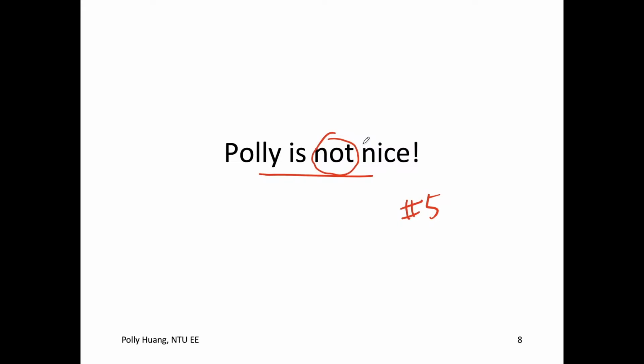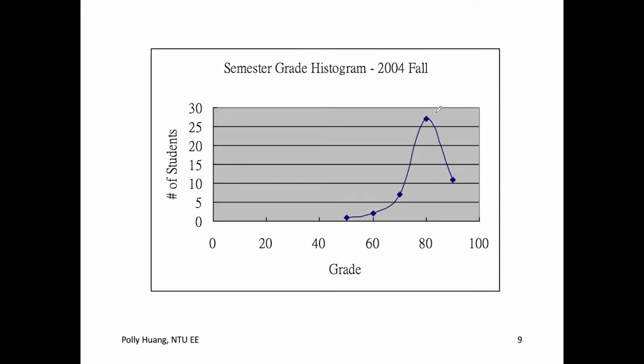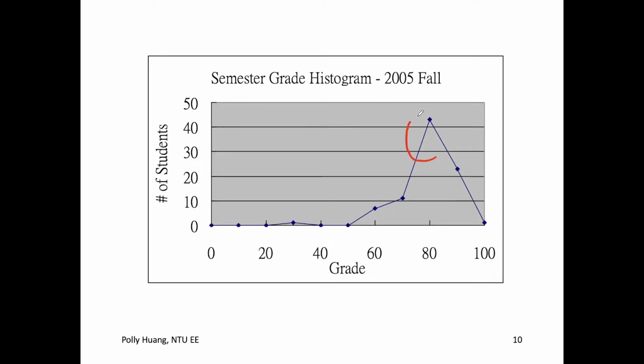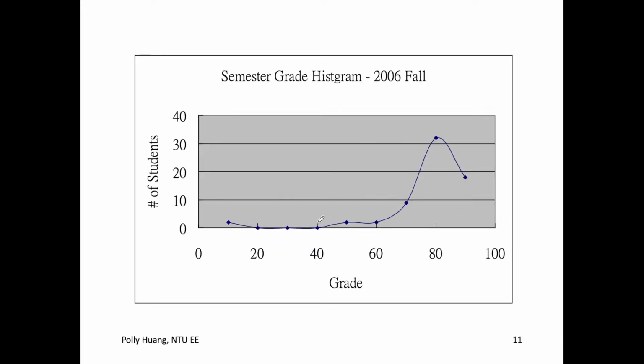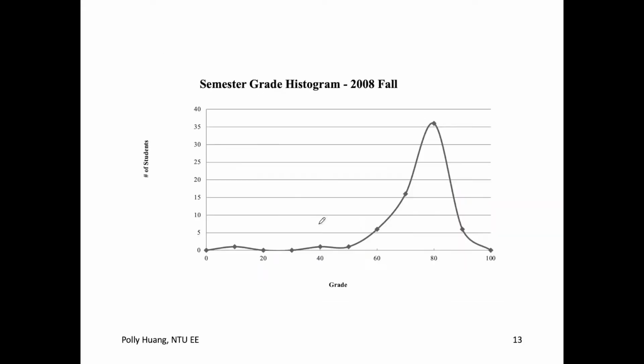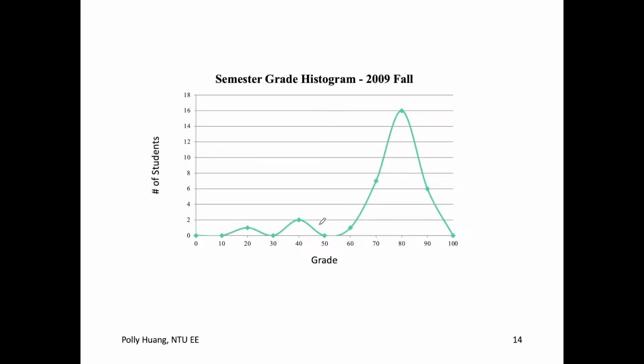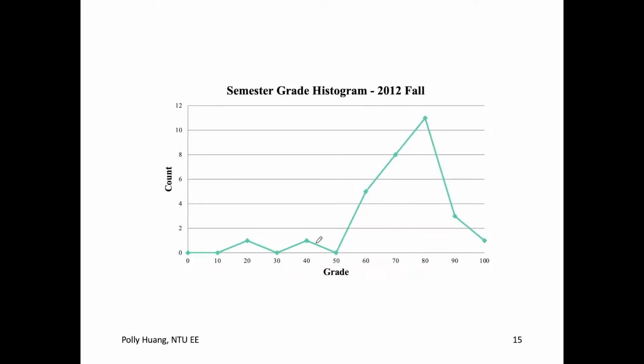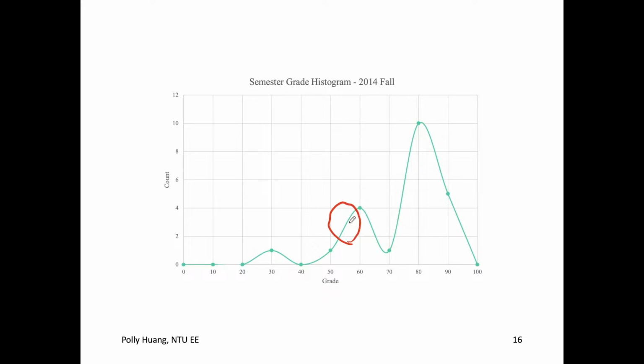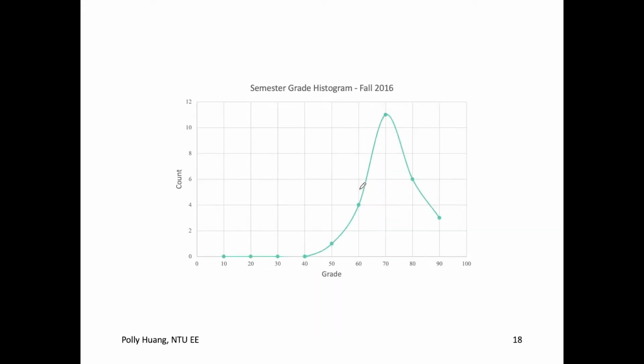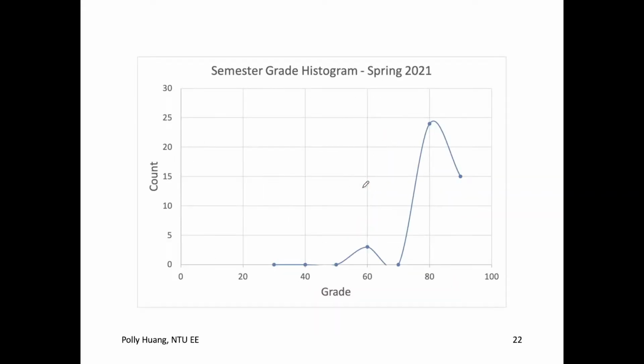Let me flash the grade distribution over the past semesters, past years Poly has taught the course. You see that? Mass majority in the 70s and 80s, but there'll be some who fail the course. And you see the distribution is pretty much a skewed bell shape. Occasionally a twin bell, like this. Yeah, so let me quickly flash this over.